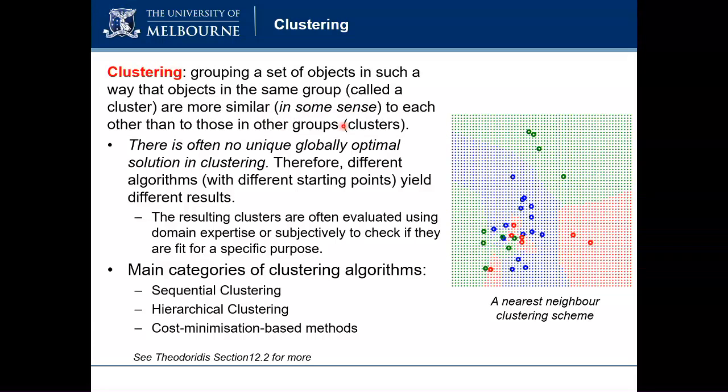So there's a lot of leeway here. Again, what does it mean to be similar, and how many clusters are there going to be? They are all open. There are many, many solutions. There is more than one solution in this case. There is no unique globally optimal solution. Different algorithms yield different results. Even the same algorithm, if you choose a different starting point, gives you a different result.